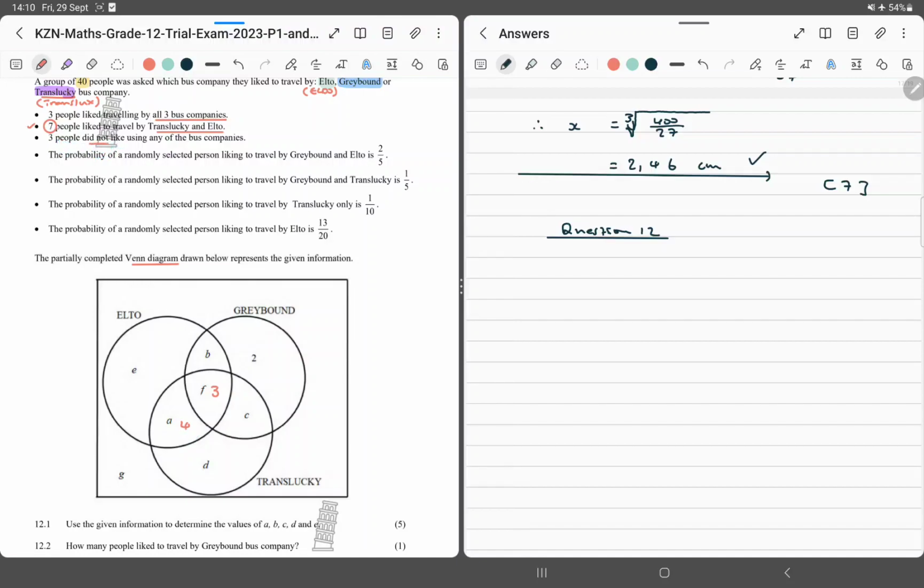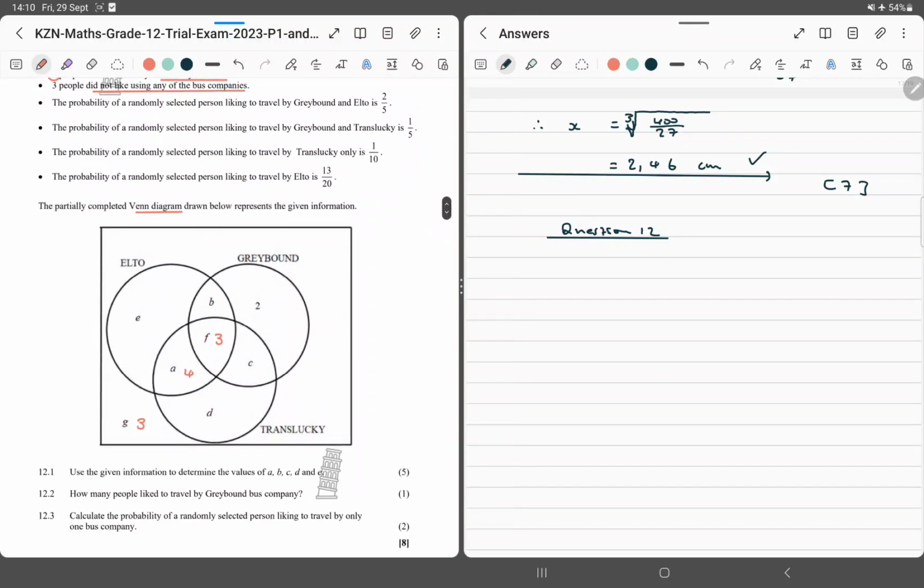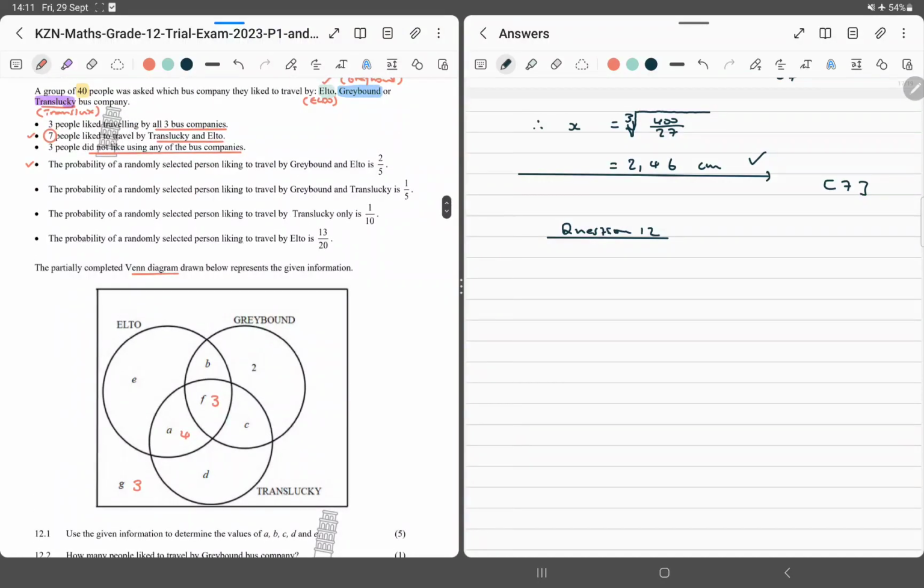And then we're told 3 people did not like using any of the bus companies. This essentially tells us G is the 3 people, because these ones, it's either they travel at the speed of light, or they have their own car, or they like an aeroplane. Or they don't even care to use a bus. They just walk, which they can't walk to Johannesburg. Be careful of these ones. So guys, interpret information carefully. Here you need to be cautious, or else you will be dead in a second.